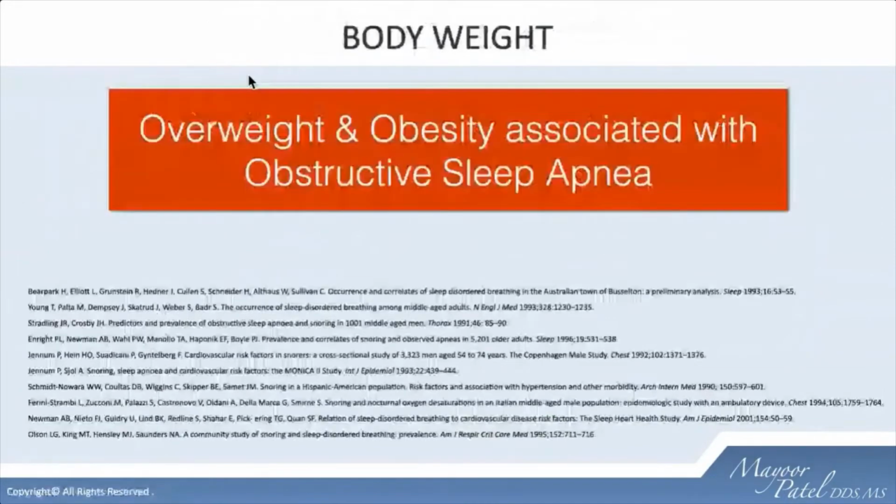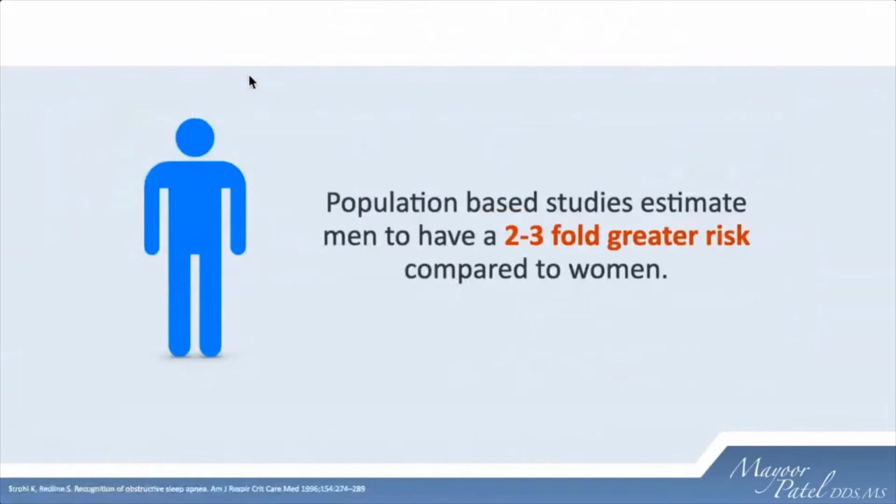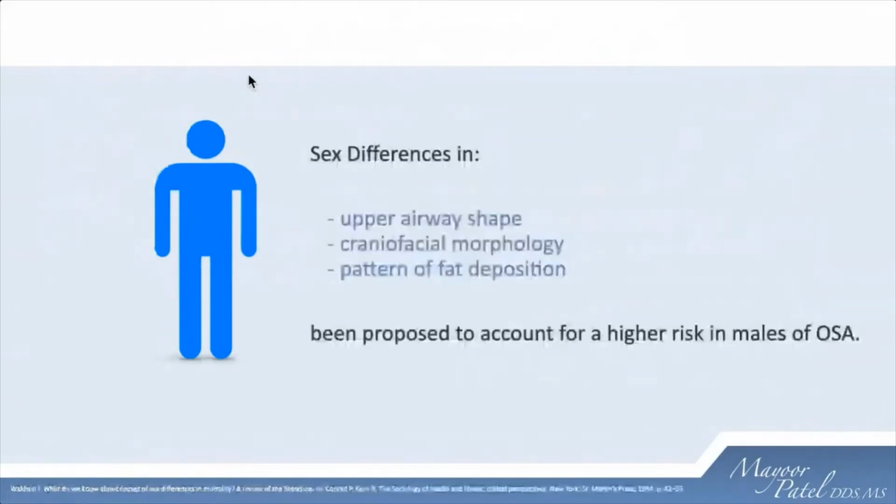Now with weight, and weight has been explored repetitively, it's been shown that overweight and obesity is definitely associated with obstructive sleep apnea. And if you take this into consideration and we bring up the male gender component, there is a 2 to 3 times greater risk in men than in women of having this condition. But if we try and understand why, it's been proposed that the differences between men and females might just be the upper airway shape, definitely some level of the craniofacial morphology, and most importantly, the distribution of fat, affecting men much more so than females.